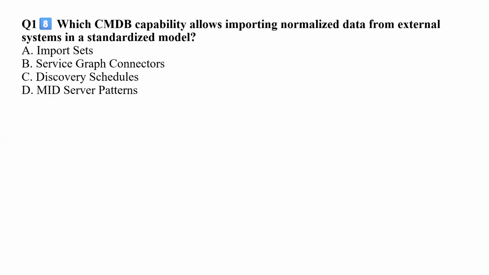So the next question is, which CMDB capability allows importing normalized data from external systems in a standardized model? Option A, import sets. Option B, service graph connectors. Option C, discovery schedules. Option D, mid-server patterns. The correct answer is service graph connectors.